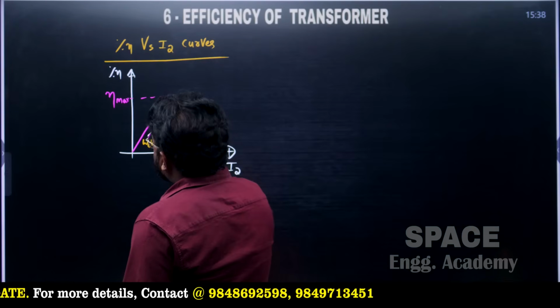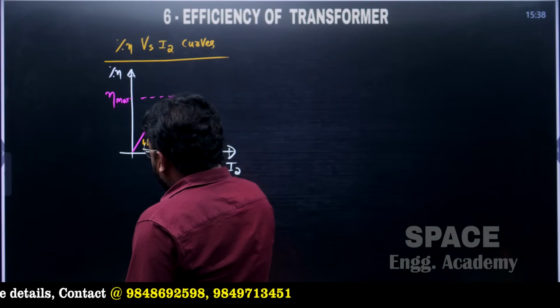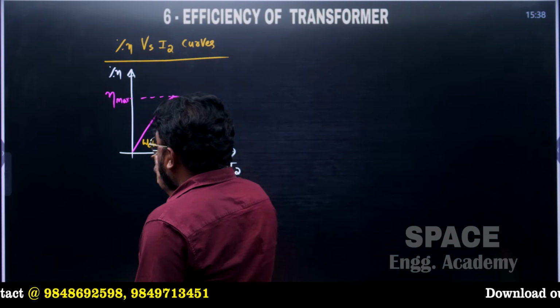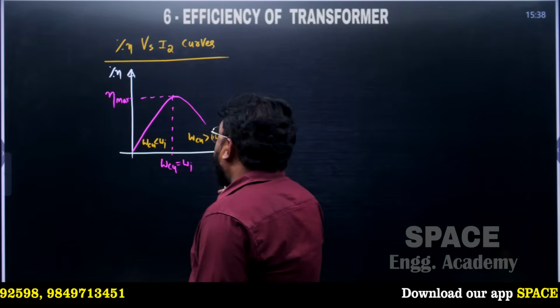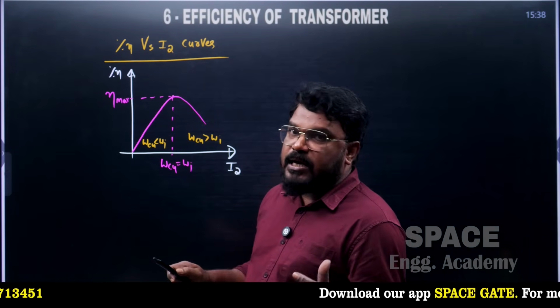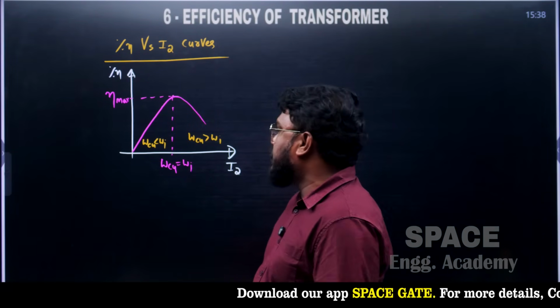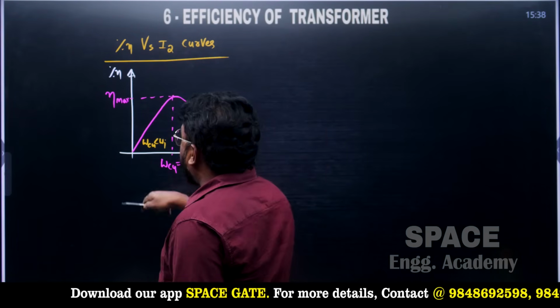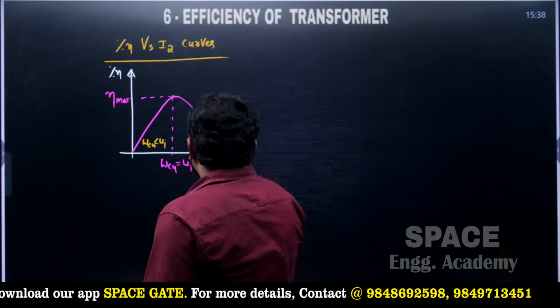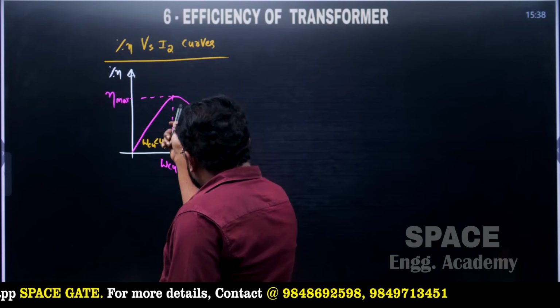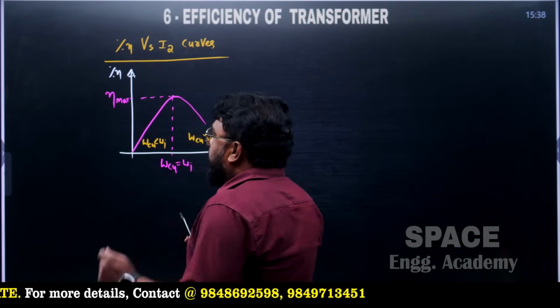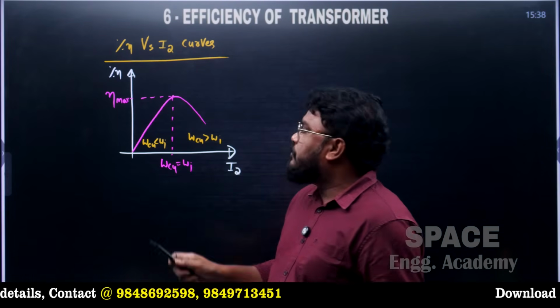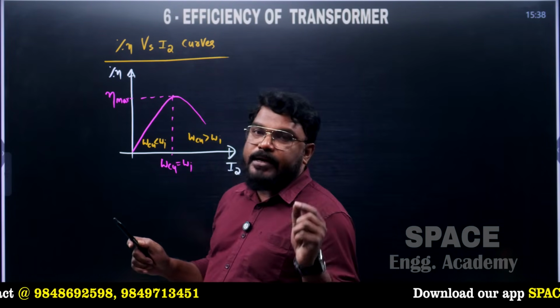ఒకవేళ కాపర్ లాసెస్ అనేవి ఐరన్ లాసెస్ కన్నా తక్కువ ఉన్నప్పుడు, ఒకవేళ లోడ్ అనేది ట్రాన్స్ఫార్మర్ పైన ఇంక్రీజ్ చేస్తే ఎఫిషియన్సీ అనేది ఇంక్రీజ్ అవుతుంది. ఒకవేళ కాపర్ లాసెస్ అనేది ఐరన్ లాసెస్ కన్నా ఎక్కువ ఉన్నప్పుడు, లోడ్ అనేది ట్రాన్స్ఫార్మర్ పైన ఇంక్రీజ్ చేసే కొద్దీ ఎఫిషియన్సీ అనేది డిక్రీజ్ అవుతుంది. మరి ఎఫిషియన్సీ ఎప్పుడు మ్యాక్సిమం అవుతుంది? వెన్ కాపర్ లాసెస్ ఆర్ ఈక్వల్ టు ఐరన్ లాసెస్.